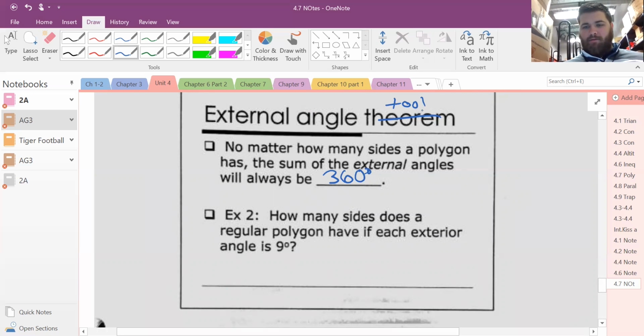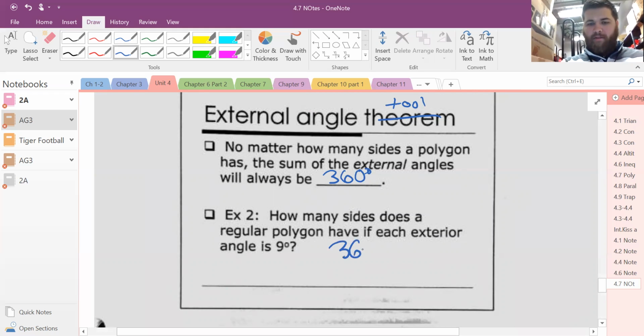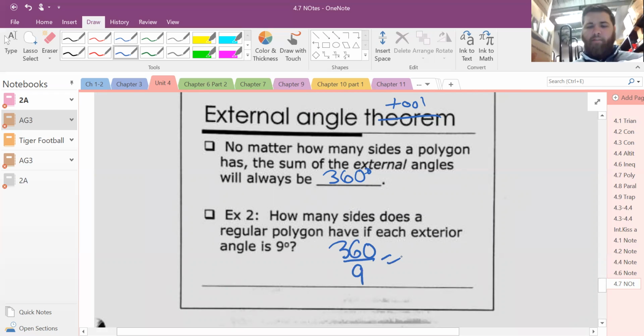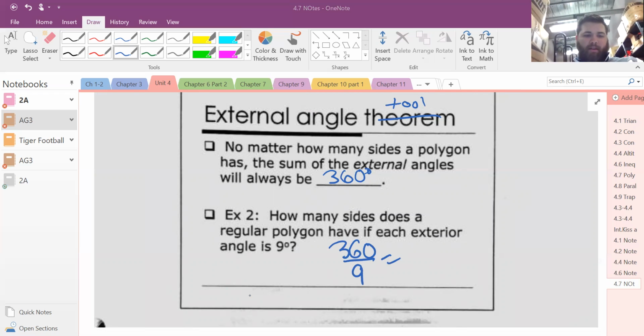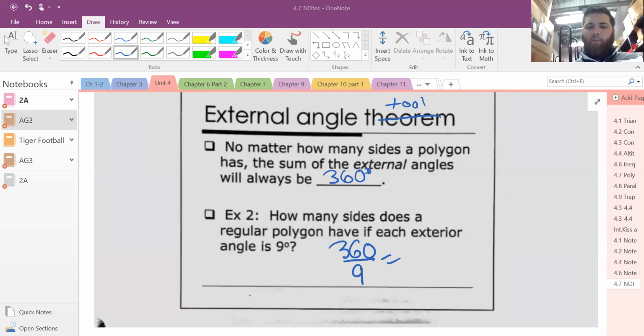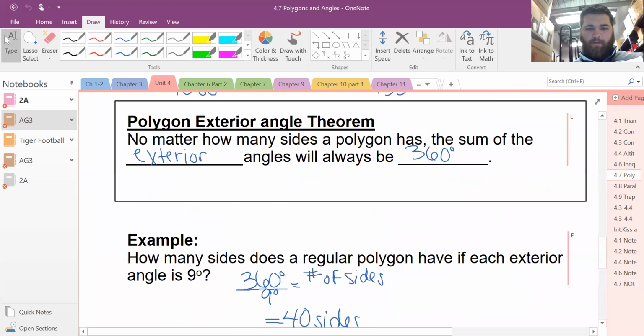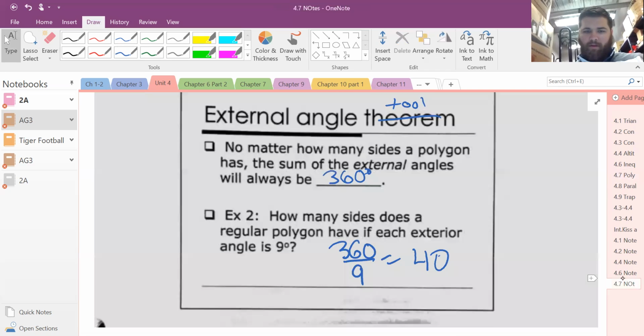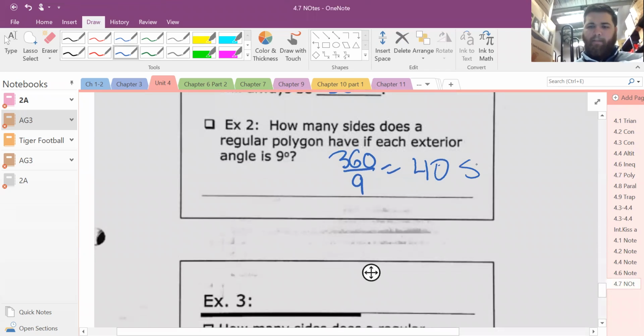Okay, how to figure that out? Well, it doesn't matter how many sides because they always add up to 360. So why don't we just take 360 and divide that by 9 and see what we get. Okay, so we got 360 divided by 9, 40. Okay, we have 40 sides.